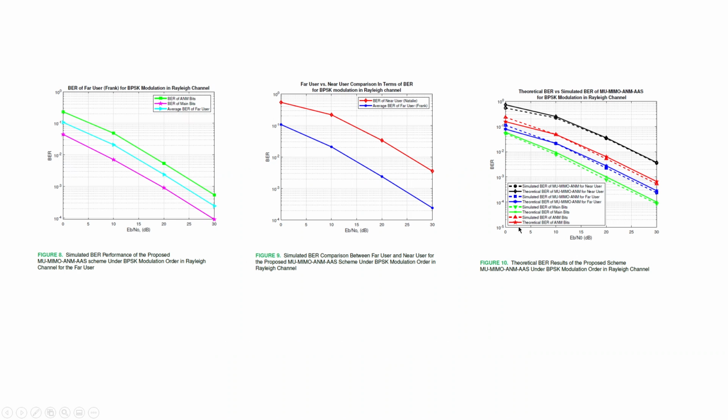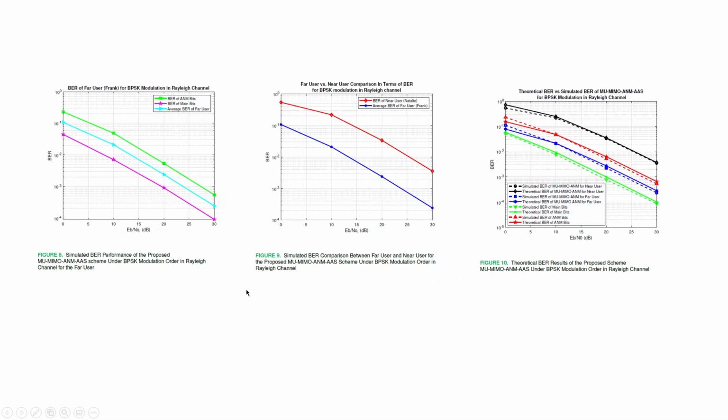So these are the simulation results that we have coded in MATLAB. In figure 8, we have the bit error rate of the far user for the A&M bits stated in the green line, main bits stated in the pink line, and their average as the transmitted data of the far user, which is stated in the blue line.